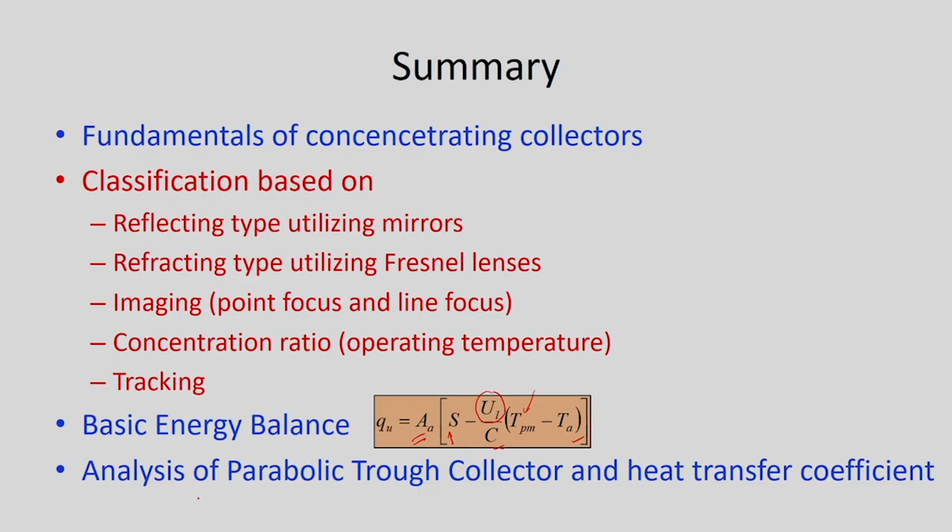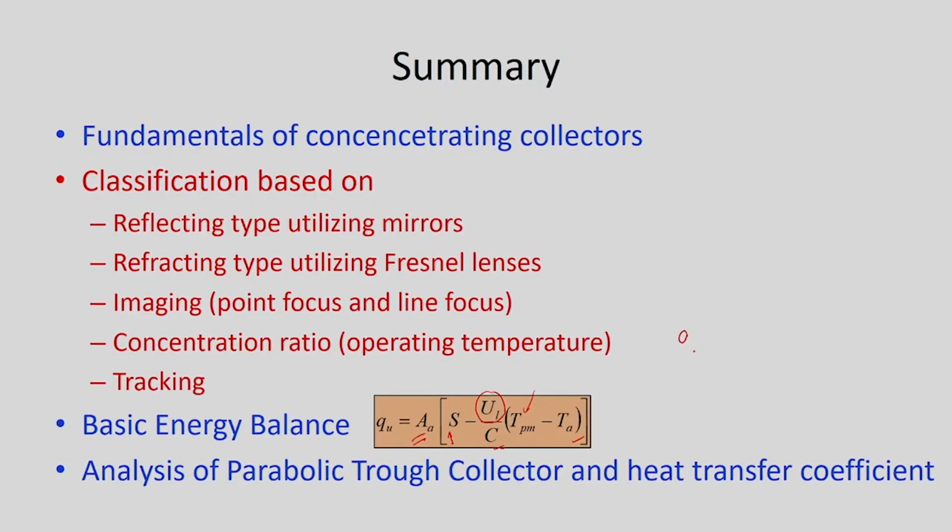We have also learned the analysis of parabolic trough collectors and heat transfer coefficient. How the heat transfer coefficient can be calculated, and how this can be applied for calculation of useful heat gain. Because as you know, Qu is S into Aa minus QL. In order to calculate this QL, we need to learn this heat transfer coefficient. Once we know the heat transfer coefficient of different systems, from where to where the heat transfer is taking place, we can substitute in this equation and calculate what will be the useful heat gain.